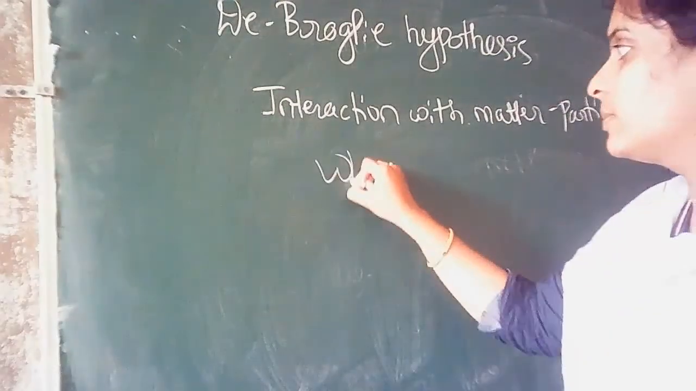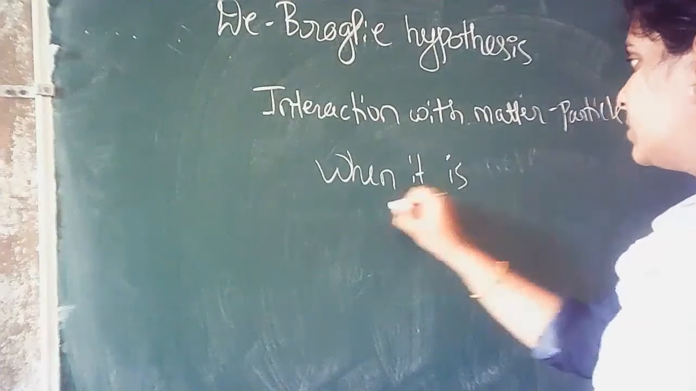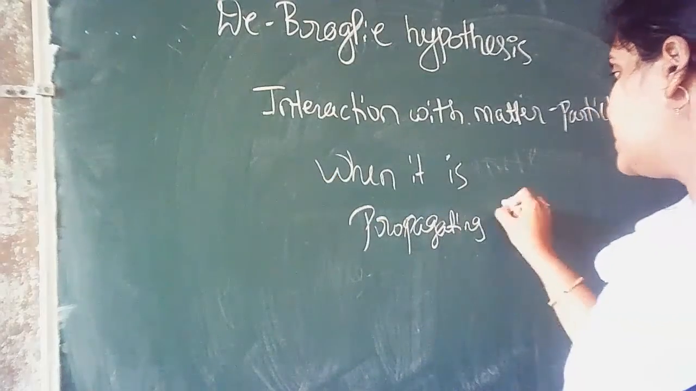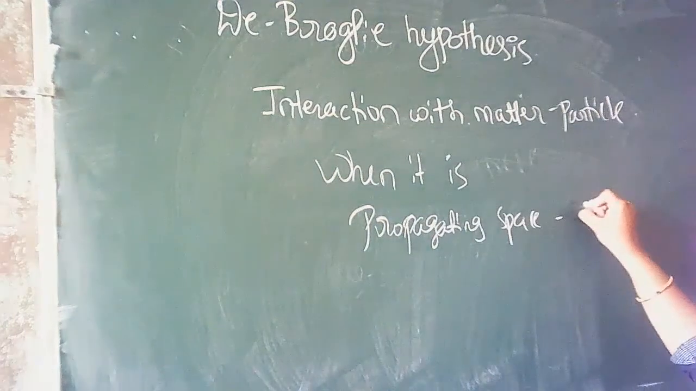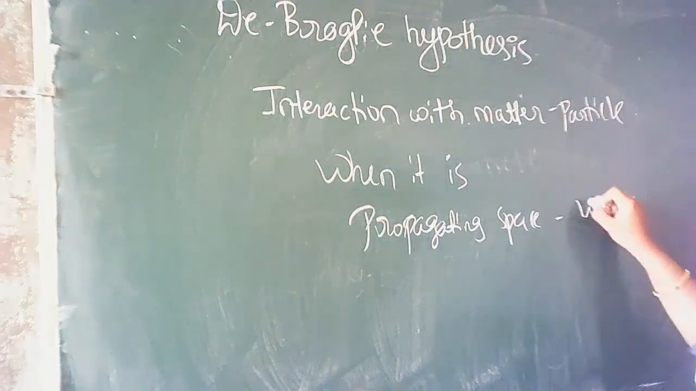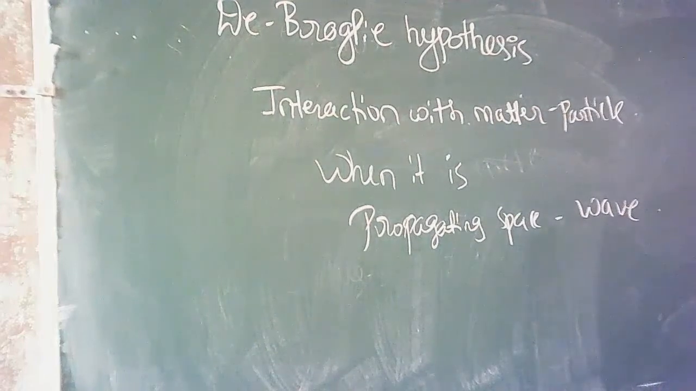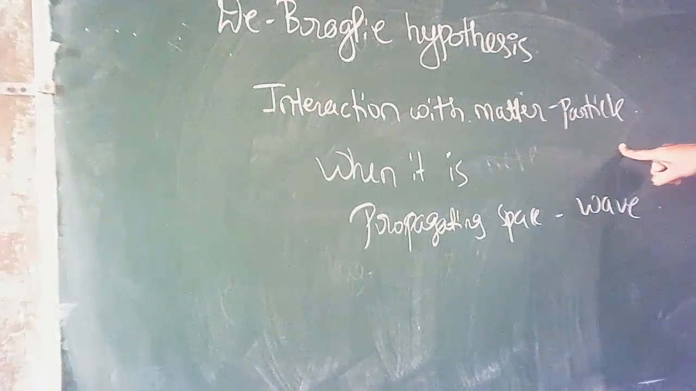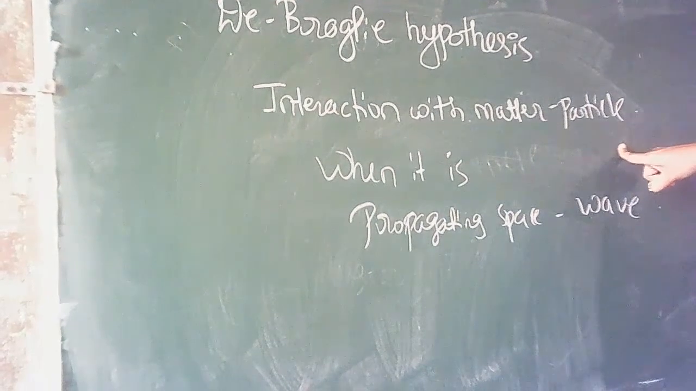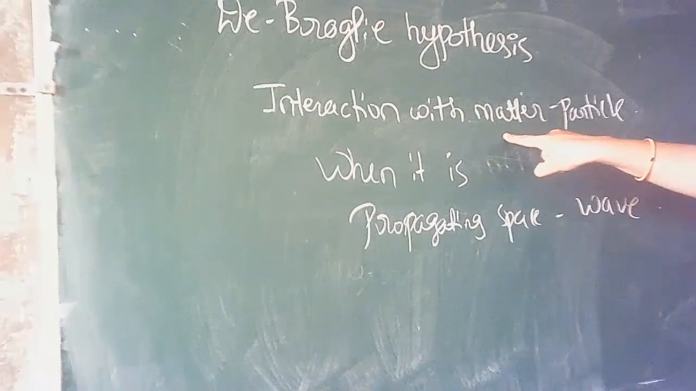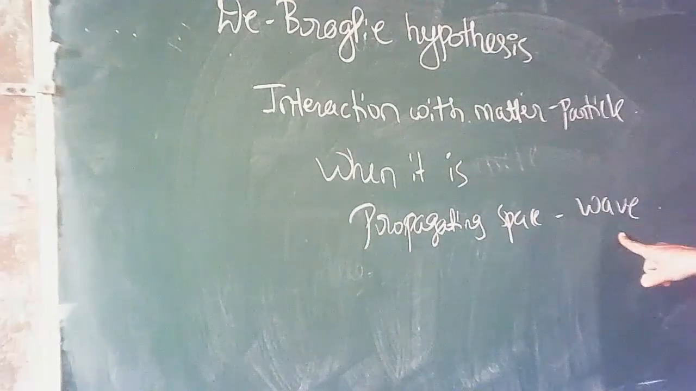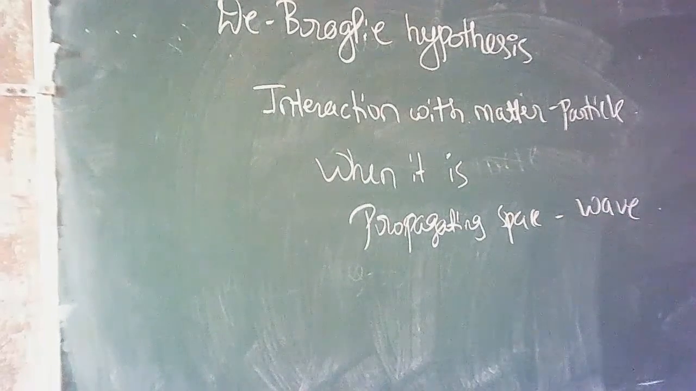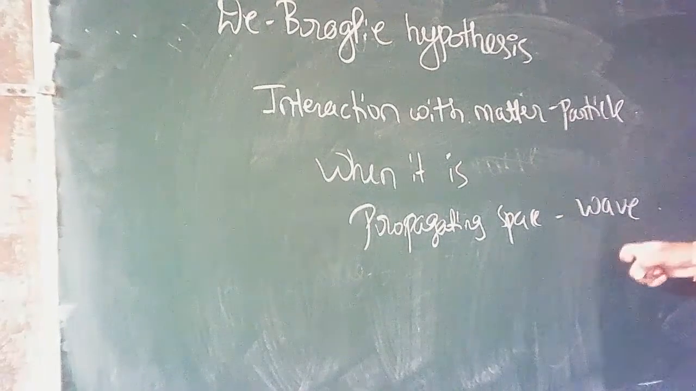When it is propagating in space, then it behaves as what? Then it behaves as a wave-like nature. So when a particle is interacting with the matter, it behaves as a particle. The moving particle behaves as a particle when it is interacting with what? Matter. Okay, and it behaves like a wave when it is propagating through space, it behaves as a wave-like nature.